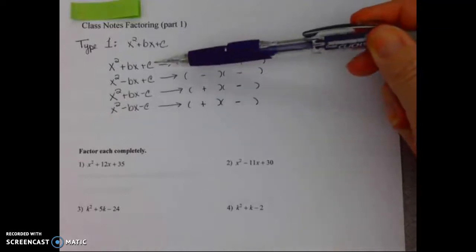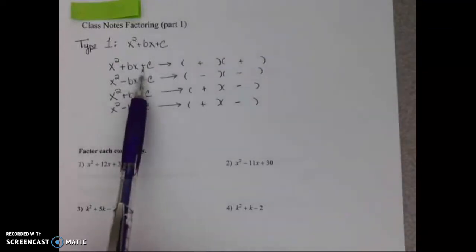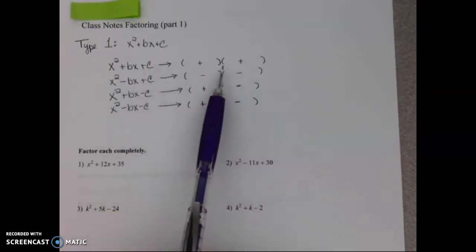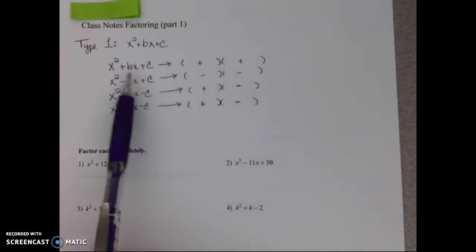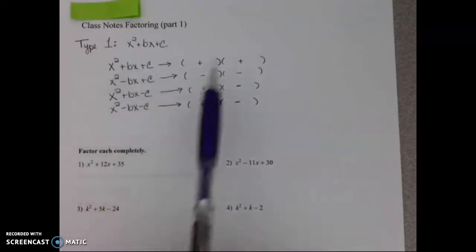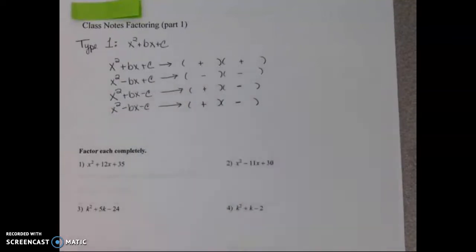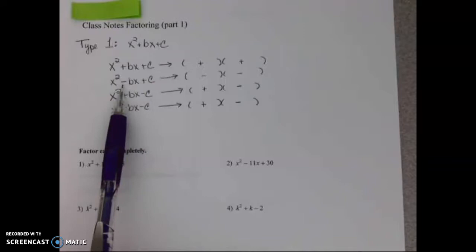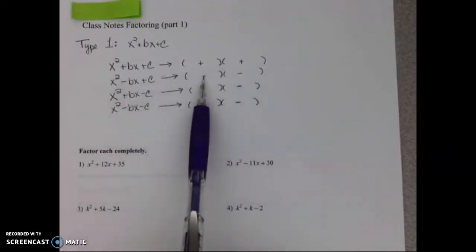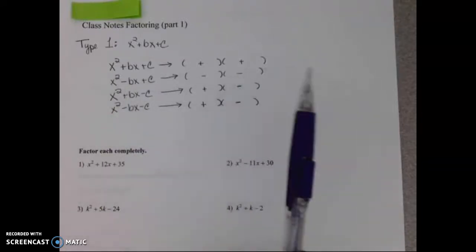When you're factoring a trinomial and the last sign is a plus, it means that when you're setting up your parentheses to factor it, the signs have to be the same. If they're both positive, you put your pluses in here. When the sign of C is positive, the signs have to be the same, and they can both be negative. So you set up the parentheses with a minus and a minus.